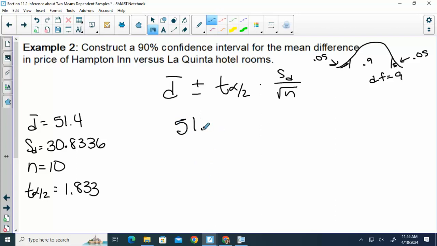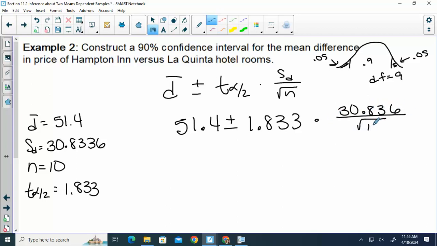So the mean of my difference, 51.4, plus or minus 1.833 times 30.836 over the square root of 10. So you have to enter the plus and the minus. Remember, when we write the interval, we do the smaller one first.